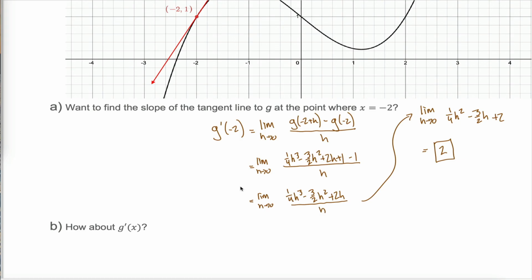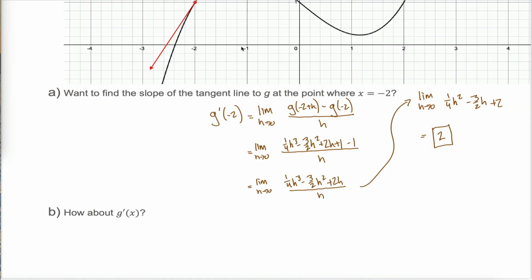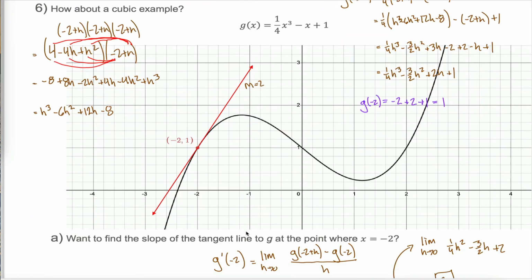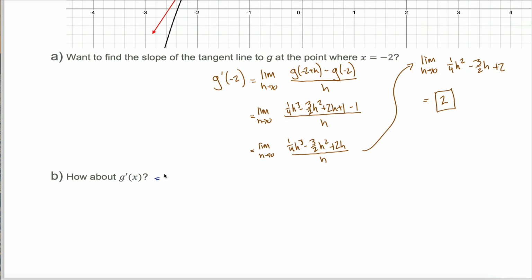Okay, prepare yourself. Instead of asking for the slope of the tangent line at negative 2, what I'm asking for is a machine that'll tell me the slope of the tangent line at any point, not just negative 2. So much more powerful than what I calculated up here. It's going to be an algebraic nightmare, but I think we can do it. Using our formula for f prime of a, we can figure out that g prime of x would just be the limit as h approaches 0 of g of x plus h, not negative 2 plus h, because it's not negative 2 that's the input, it's x, minus g of x divided by h.